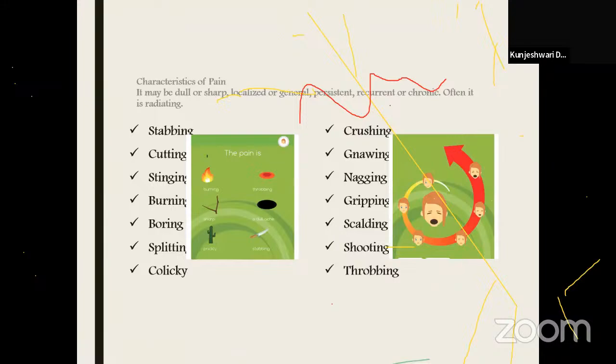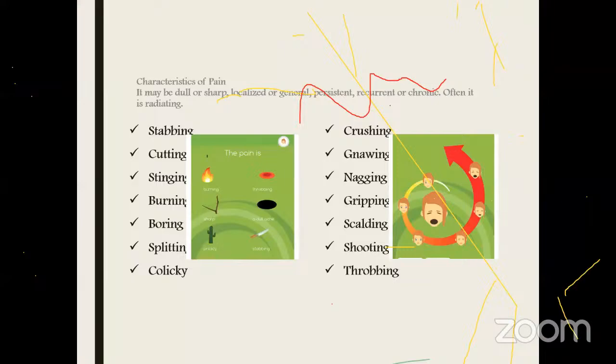So I don't need to tell you, it's a stabbing pain, cutting pain, stinging pain, burning pain, boring pain, so much. So this is all character of a human being. If she is an angry person, she's a quiet person, she's a calm person, she's a short-tempered person. So combine these two, character of the patient's pain. This is what the character is. This is a shooting pain, throbbing pain. So this is all put together.